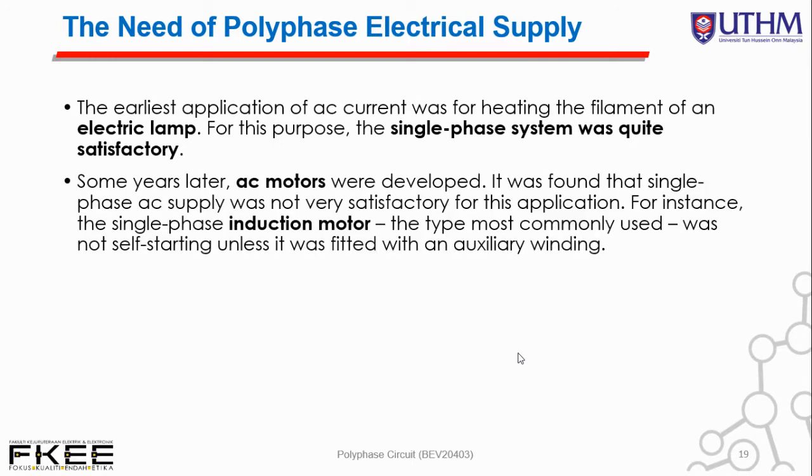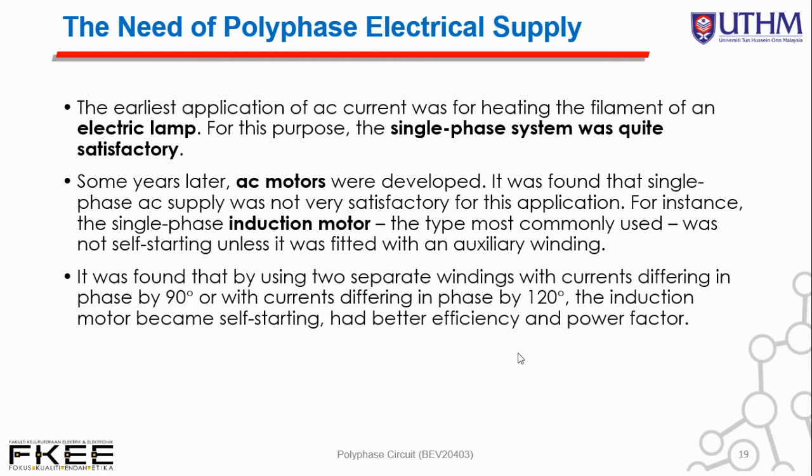Then some years later, AC motors were developed. So what is the interesting part of this AC motor? The single induction motor, the type most commonly used, was not self-starting unless it was fitted with an auxiliary winding. So some auxiliary or additional winding is necessary in order to make this AC motor, namely the induction motor, more interesting. All right.